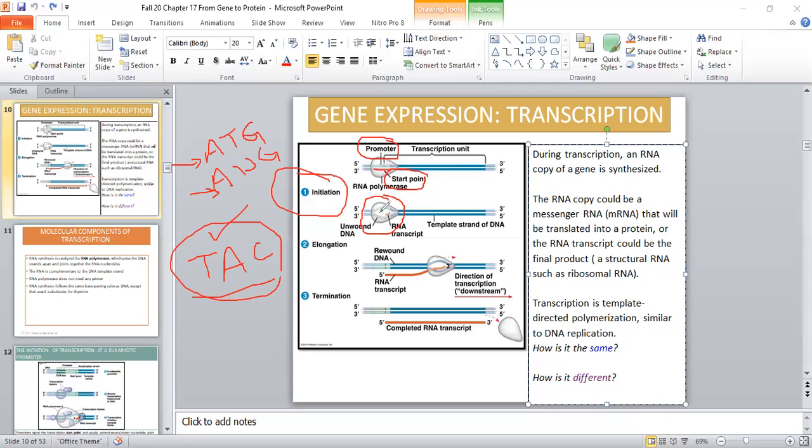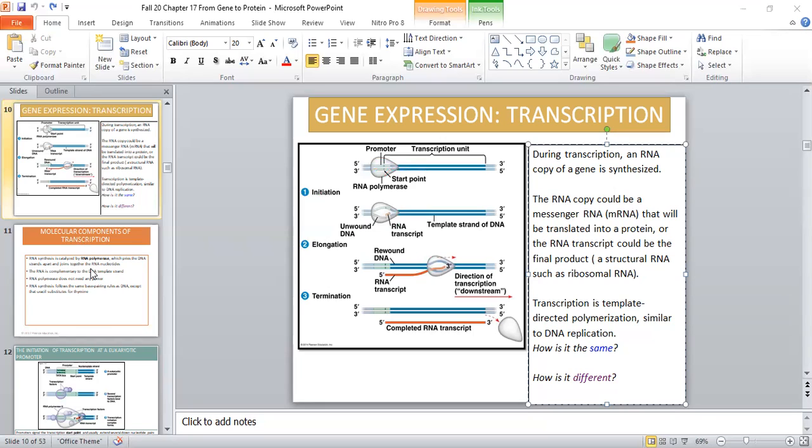This transcriptional bubble keeps moving until the process of transcription is completed. Once transcription completes, this is known as termination. So transcription starts with initiation, then elongation, and the last one is termination. The details are in the next slides. When will termination happen? When the stop codon comes, isn't it? If the stop codon comes, termination will start to take place. Okay, now I'm moving to the next slide.